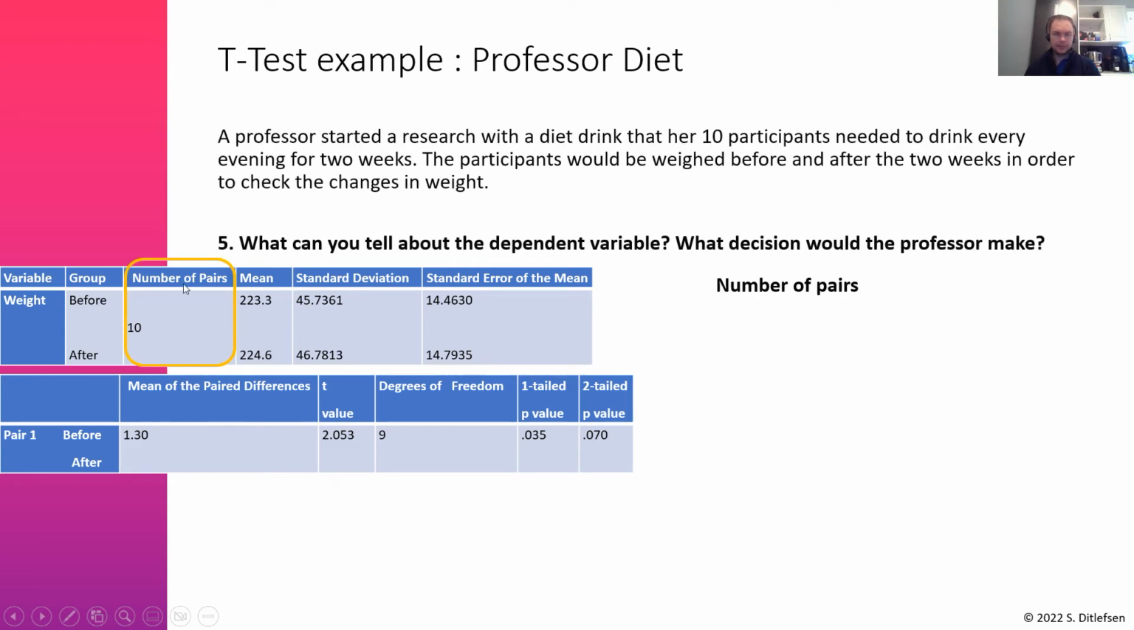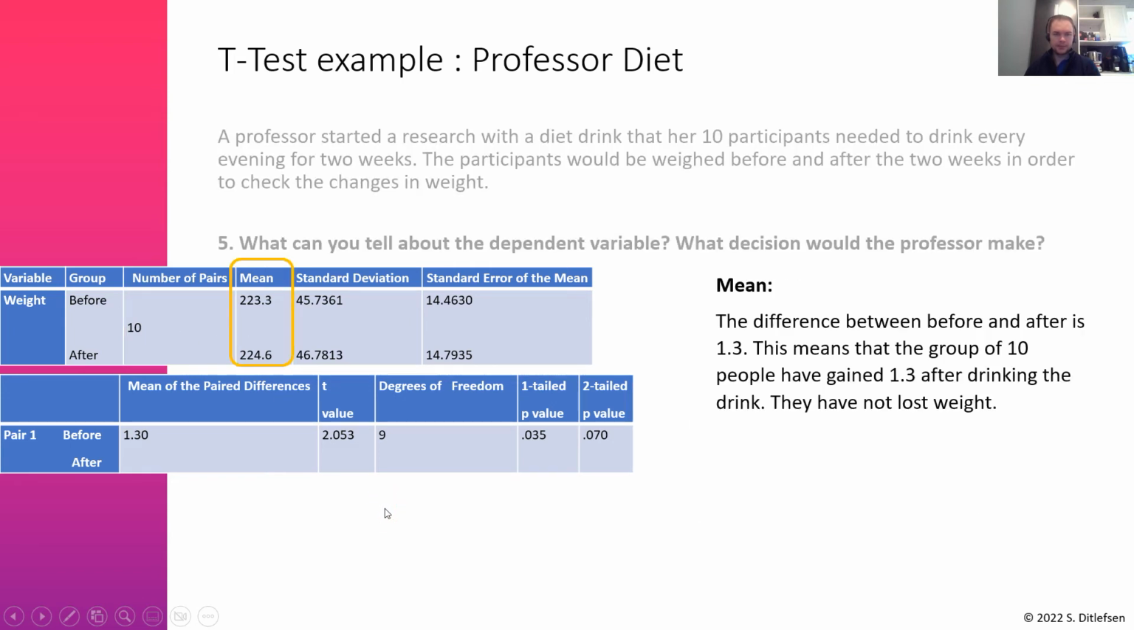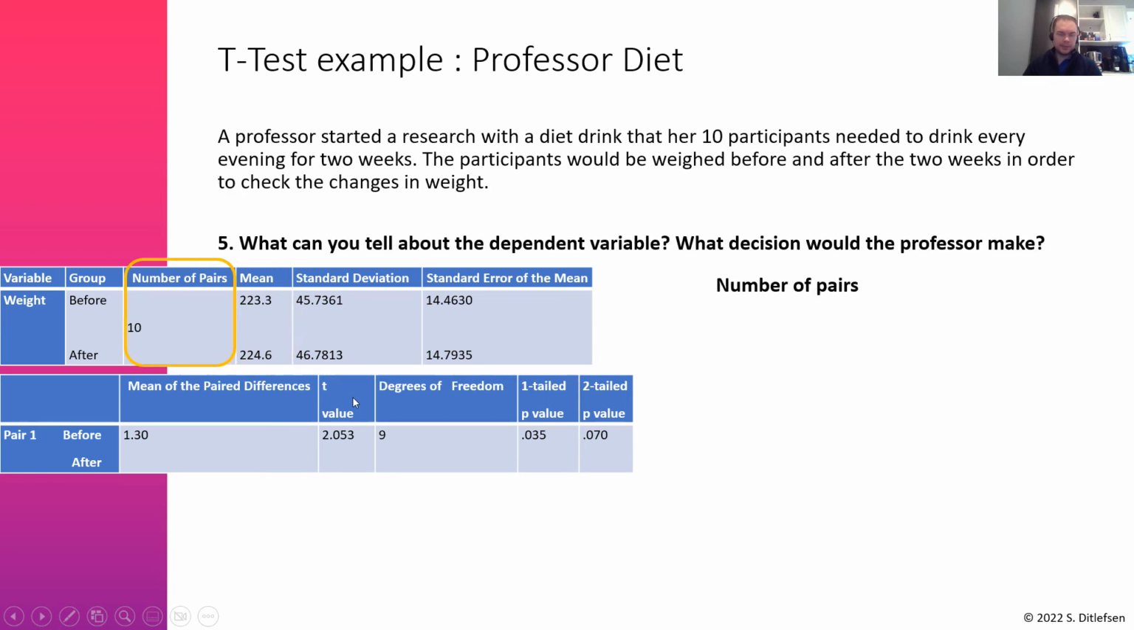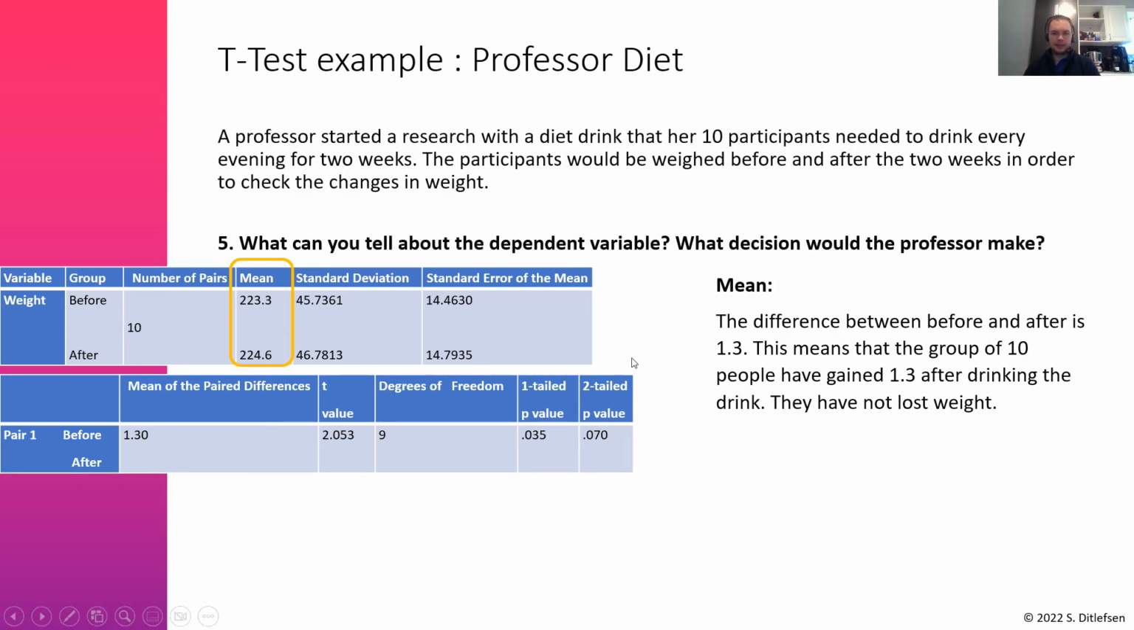Okay, let's look at the numbers. Number of pairs. Well, that was the easy one. It's 10. 10 people. The mean. The difference between the before and after is 1.3. It says the mean of the pair difference. This means that a group of 10 people have gained 1.3 after drinking the drink. They have not lost weight.